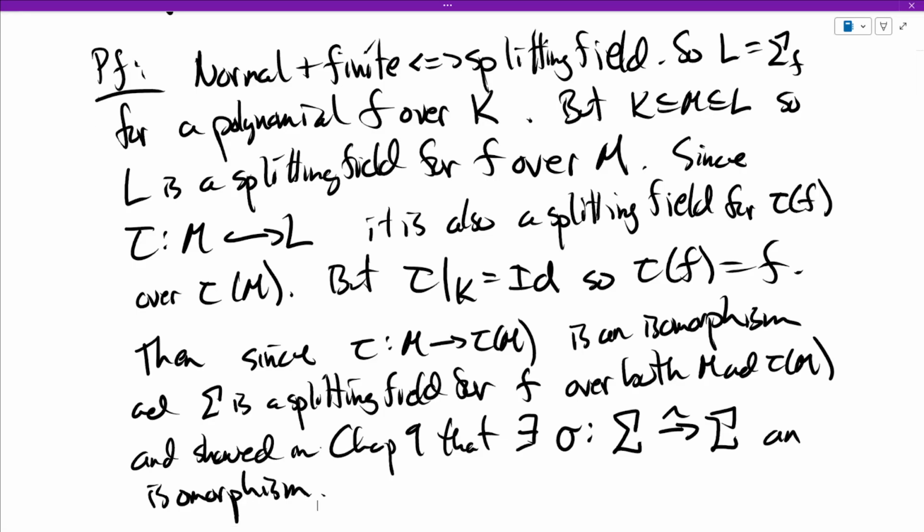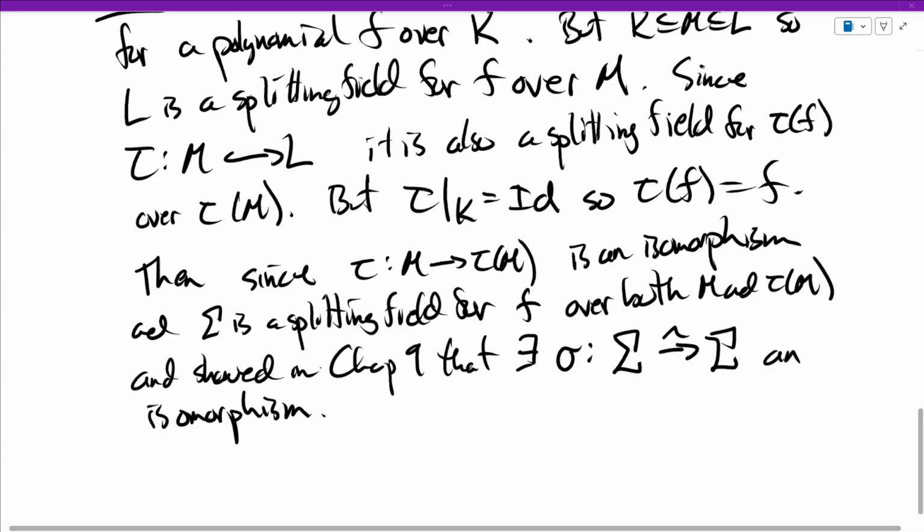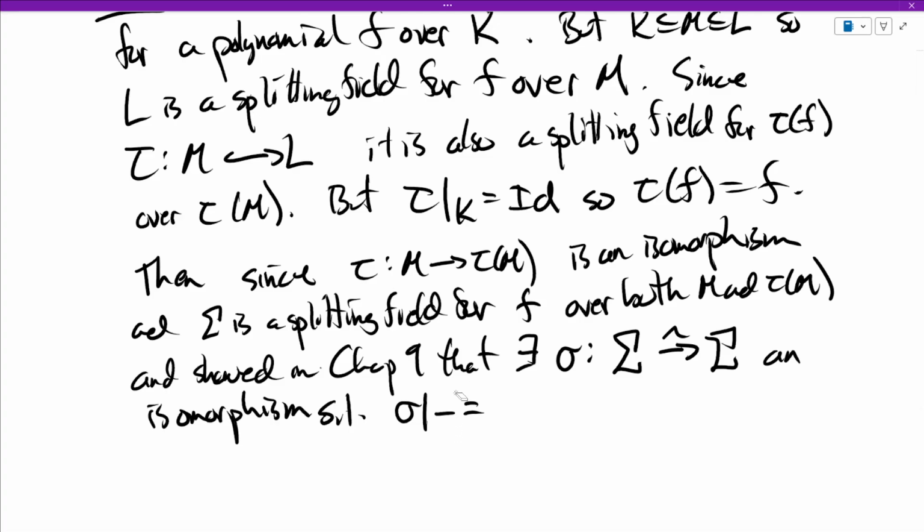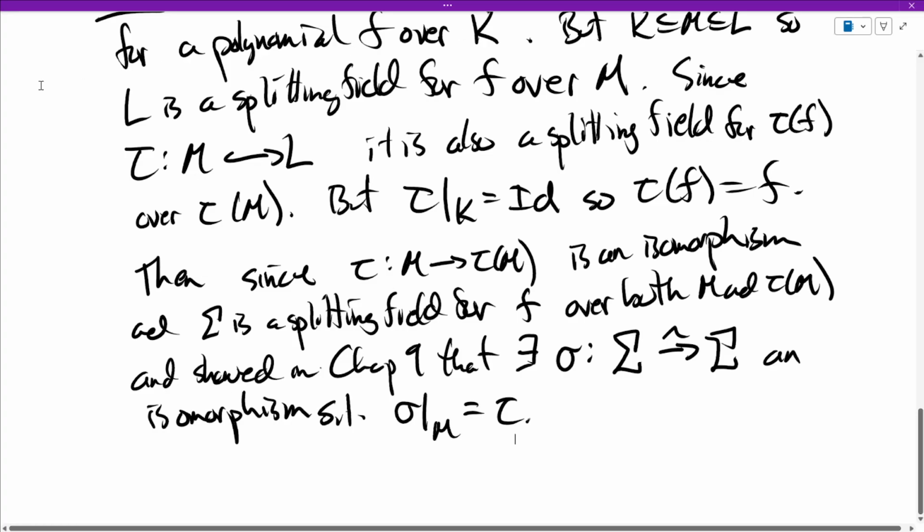All right, and I think that's all we wanted to do. And oh yeah, sorry, in chapter 9, such that sigma restricted to M is tau. And since tau restricted to K is the identity, sigma also restricts to K to be the identity, and so sigma is a K automorphism.